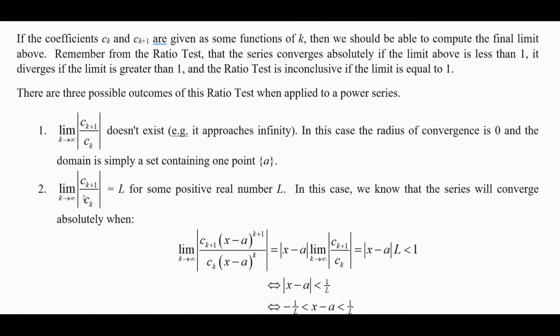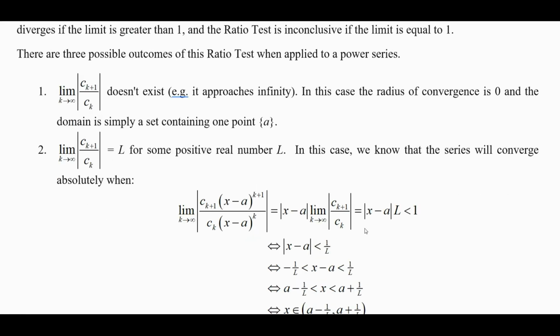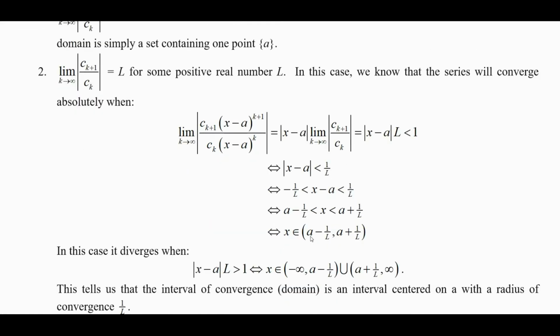If that limit of the ratio of the successive coefficients is some number L, then 1 over L turns out to be the radius of convergence, and you get the interval going from a minus 1 over L to a plus 1 over L. It converges absolutely on that interval, and it diverges to the right of a plus 1 over L and to the left of a minus 1 over L. What we don't know from the ratio test is what happens when x equals a minus 1 over L or x equals a plus 1 over L. So you have to check those endpoints separately.